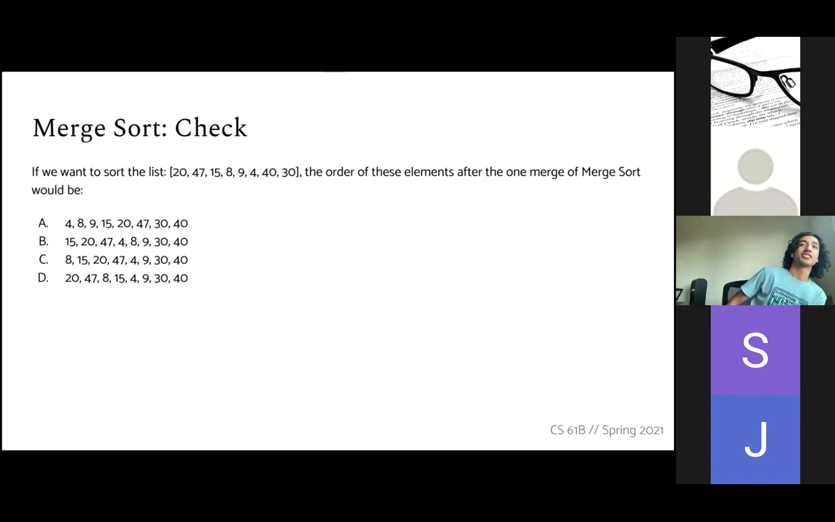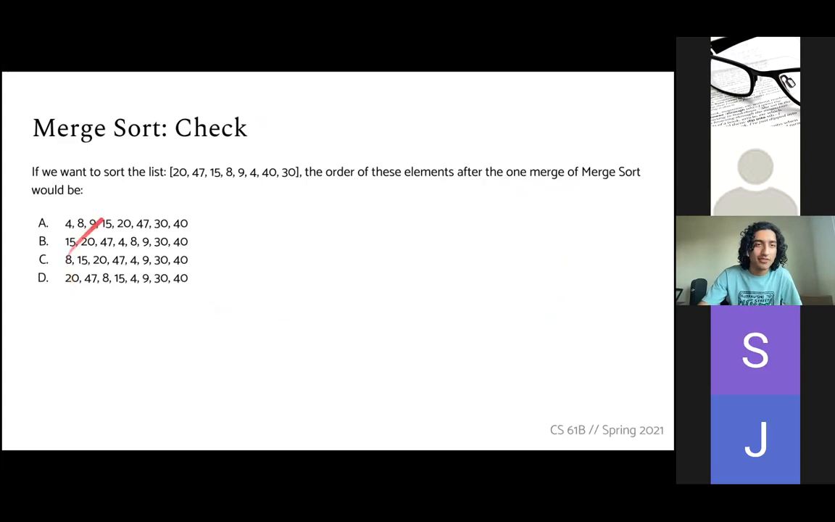Yeah. So I guess this is a little bit tricky. It might just be a little wording issue, but the answer is actually D, because we're saying after one merge of merge sort. The way the algorithm works is that we're splitting everything down to single elements. And now we're starting to merge everything back up to the top, right?